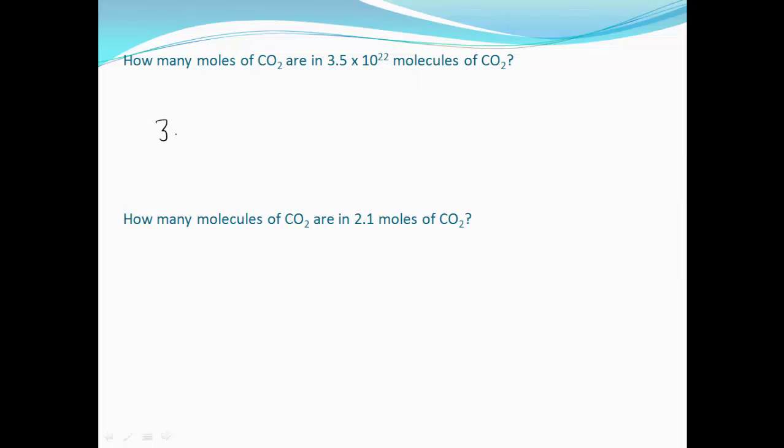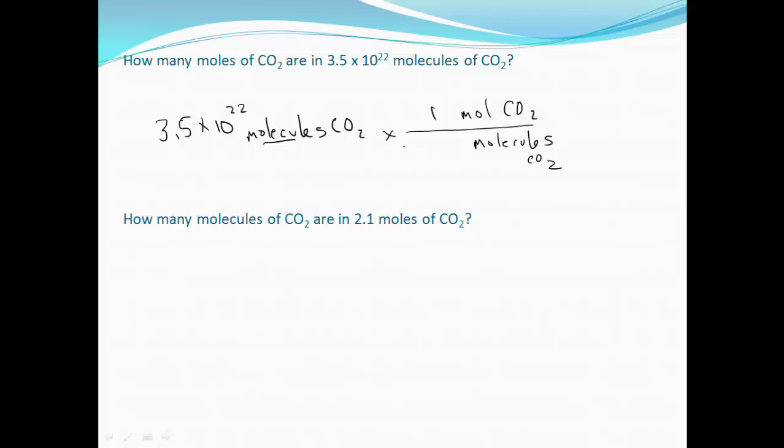Okay, so we're going to start with 3.5 times 10 to the 22nd molecules of CO2. And we're saying molecules because CO2 is more than one element bonded together, so it's a molecule. And we're going to want molecules in the denominator, and we're converting to moles. So 1 mole of CO2 is 6.02 times 10 to the 23rd. Let's do the math. And again, just make sure that you can do the math, scientific notation, in your calculator.